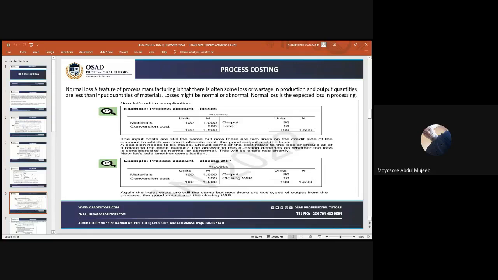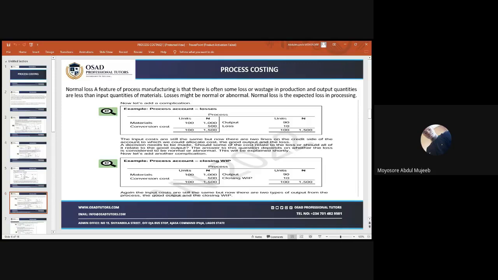There is often some loss or wastage in the production, and output quantities are less than input quantities of material. Definitely, when you input 100 units and there's a normal loss or abnormal loss, one way or the other, the output will be lesser than the input. Did you get that? You cannot get exactly what you're putting into the machine since there is a loss. Losses might be normal or abnormal. Normal loss is expected loss in processing.